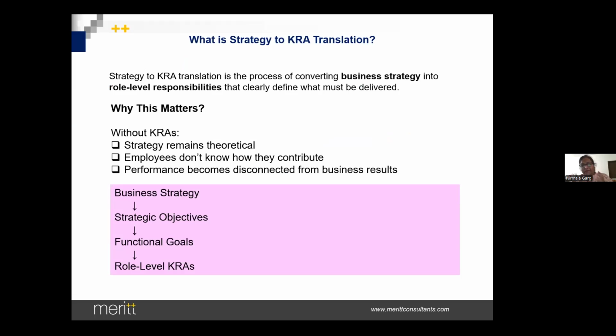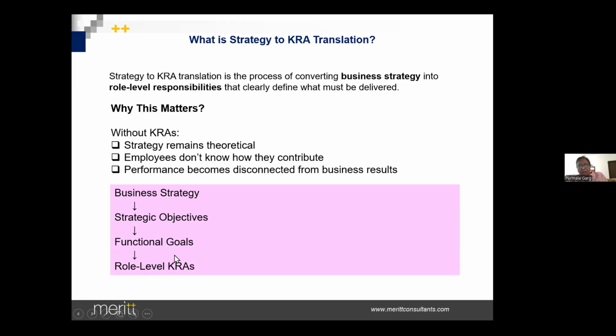But now, for every role, we also said this role should have a line of sight. I will do something, another person will do something else. But how are we aligning these goals to business objectives or business strategy? So that is very, very important. What does it mean? What you do at the role level, your KRAs, have to be aligned with business strategy. Are you with me?